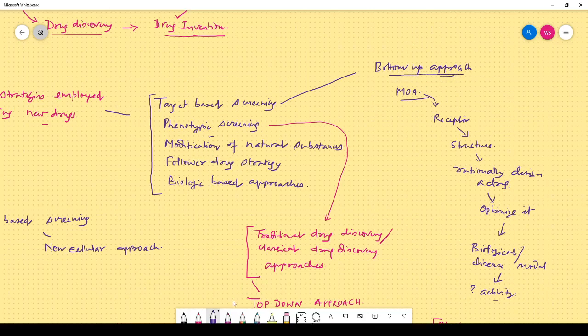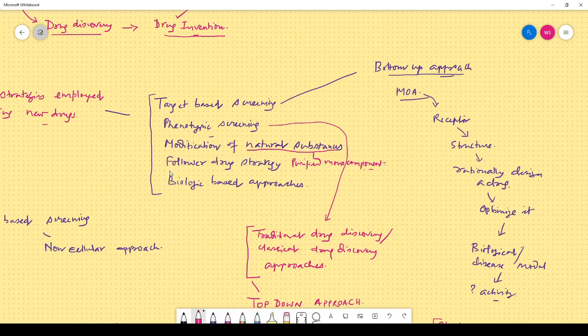Then the other approach is to modify the natural substances. When we mean natural substance, we mean a purified monocomponent. We look at the target molecule out of an extract, the final structural compound. And that you can modify, because it may not have favorable pharmacokinetics or pharmacodynamics. So you can alter this structure a little bit, then you get a new drug.